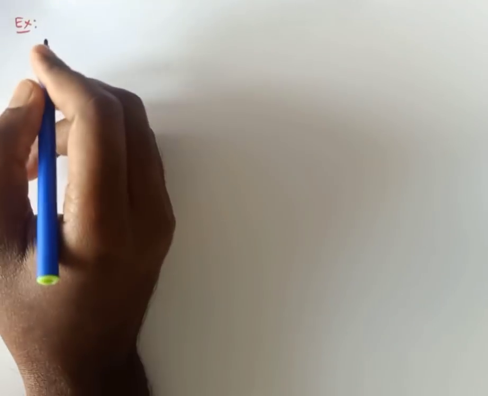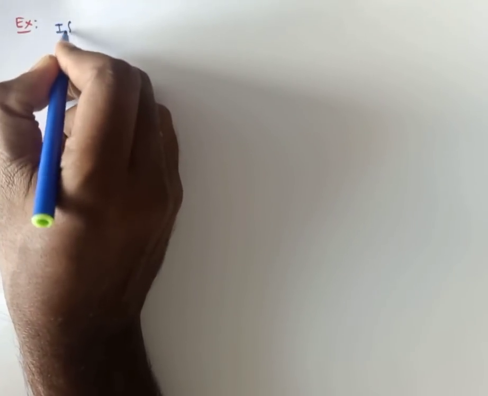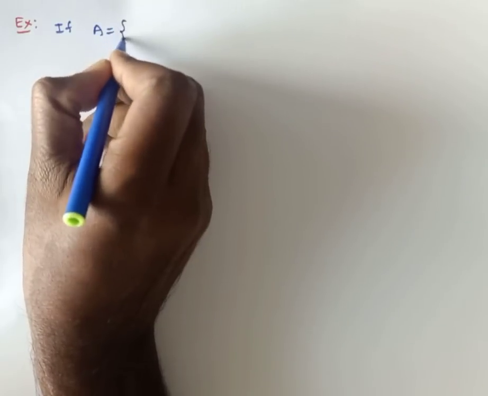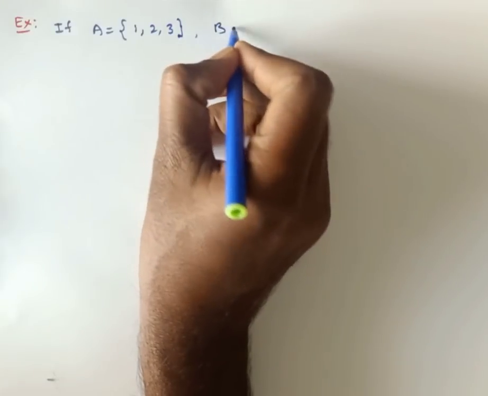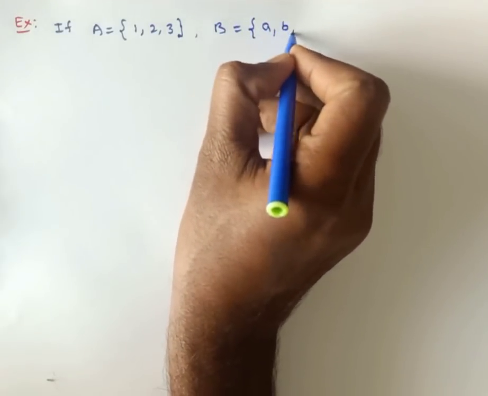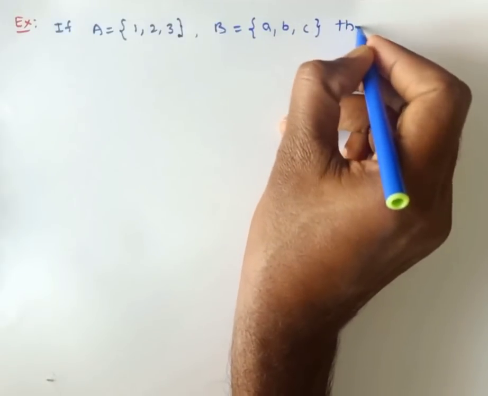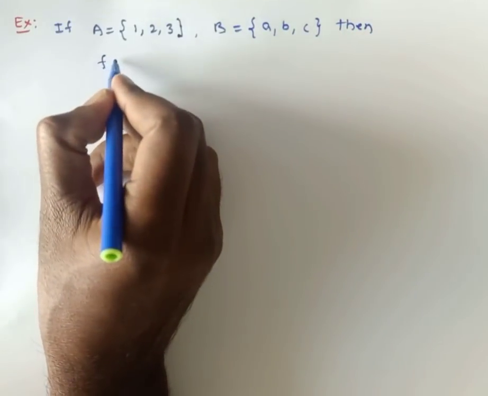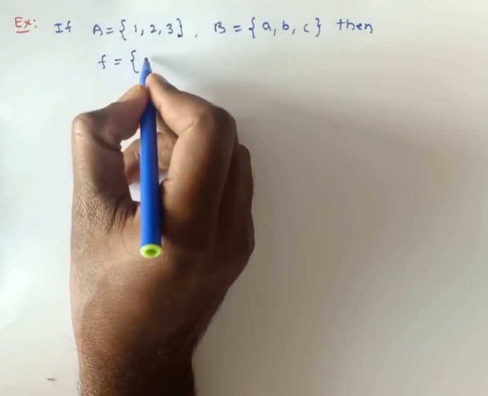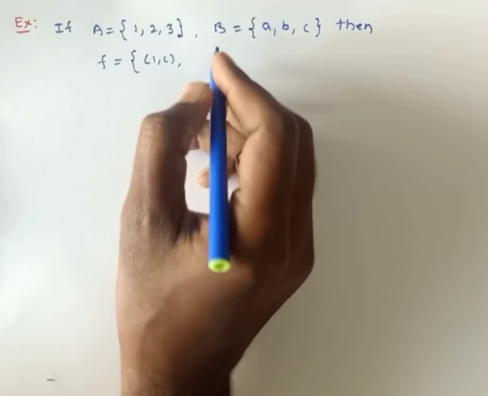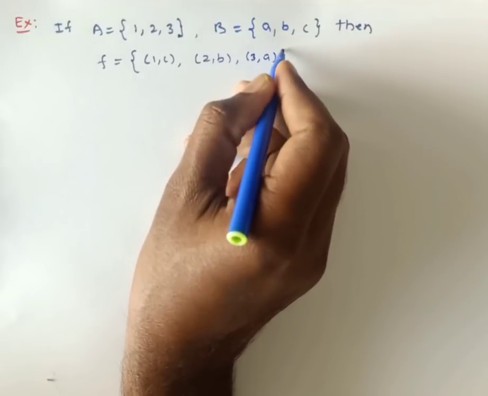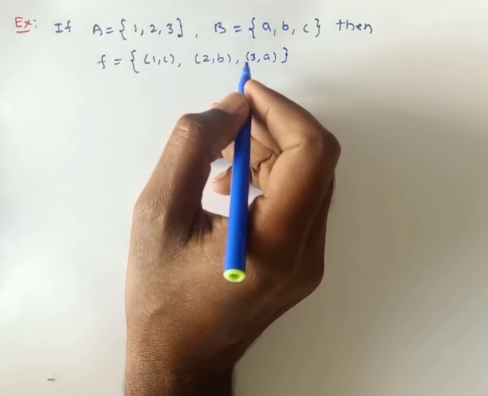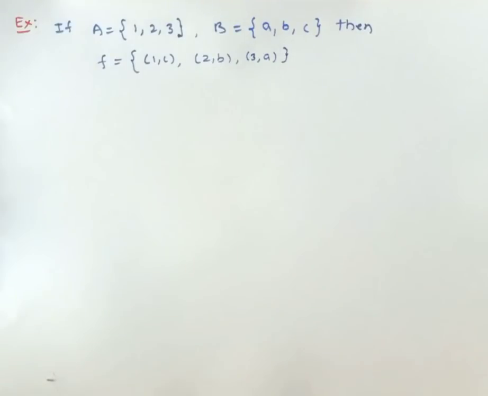Consider one more example to define inverse function. So if the set A contains 3 elements like 1, 2, 3 and B contains a, b, c, then the relation is defined like this. F contains the ordered pairs 1 comma c, 2 comma b and 3 comma a. So F is a relation from A to B.